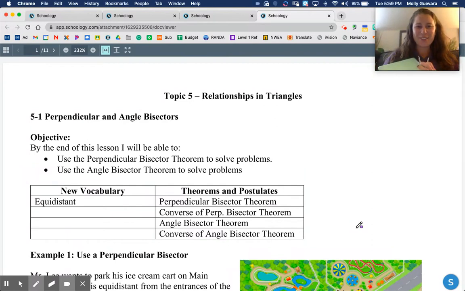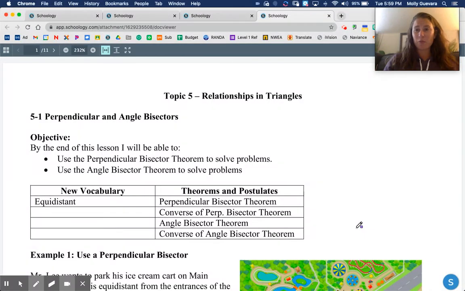Today we're starting topic 5, which is all about more triangles, and specifically in this first lesson of this unit, we're going to look at perpendicular bisectors and angle bisectors. So our two objectives for today are to use the perpendicular bisector theorem to solve problems and to use the angle bisector theorem to solve problems.